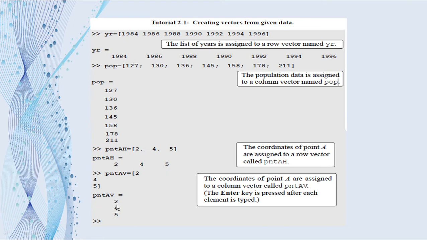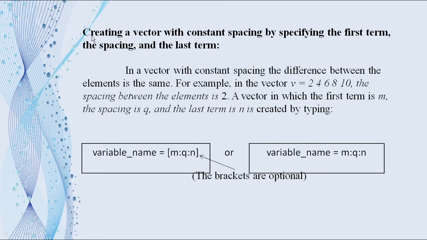So that is why you have 2 4 5. So it is a row matrix and a column matrix: a one-dimensional column and a one-dimensional row. So this is creating vectors from the given data. The data are all already evident data. We are not calculating it, we are having evident data.